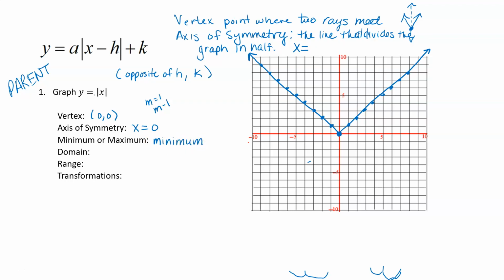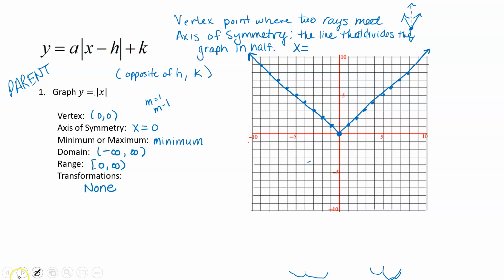The domain is how far left and right this function goes. It goes on forever left to negative infinity and forever right. The range is how far down and up it goes. The lowest we have is 0, because that's our vertex, and it goes on forever from 0 to infinity. So we had no transformations, no shifts or anything, because it's the parent.